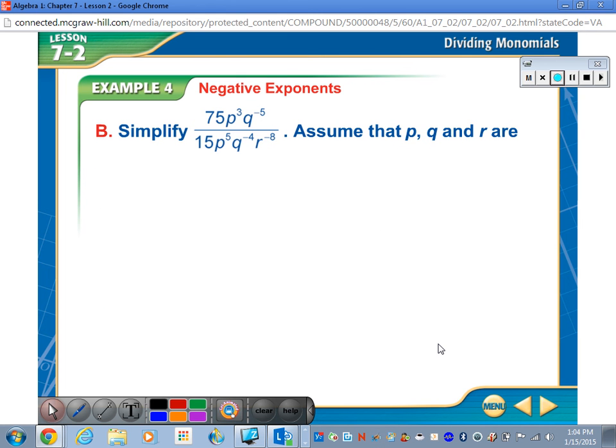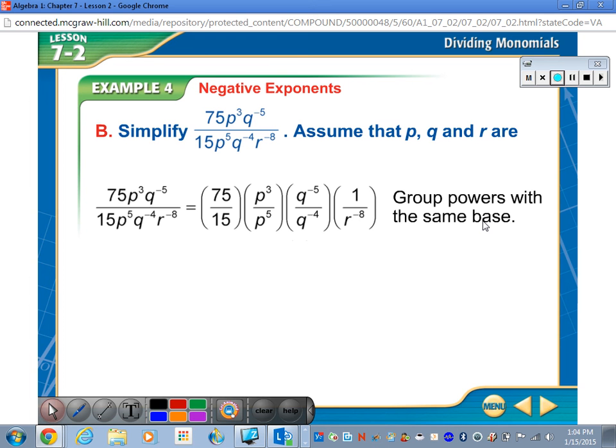Okay. So now here we go with another one. Again, you're assuming that the p, q, and r are not equal to 0. Somehow that didn't get printed up, but that's okay. So what they did is they separated each one of these. Now notice you didn't have an r on the top, you only had it on the bottom, so they put 1 in as a placeholder.